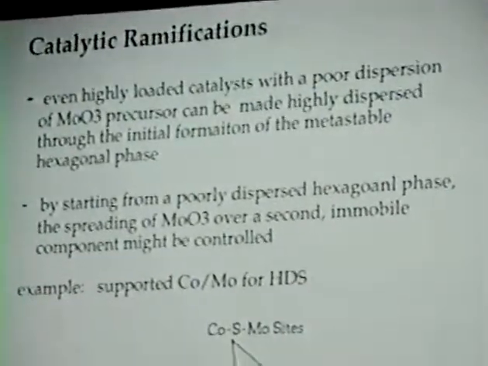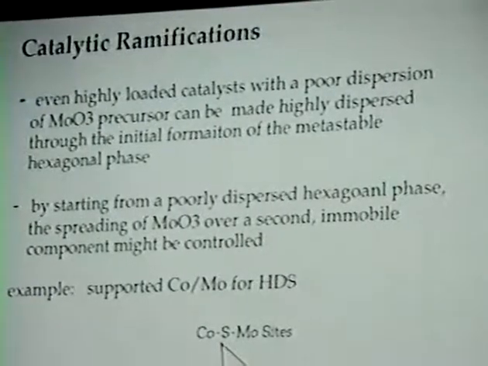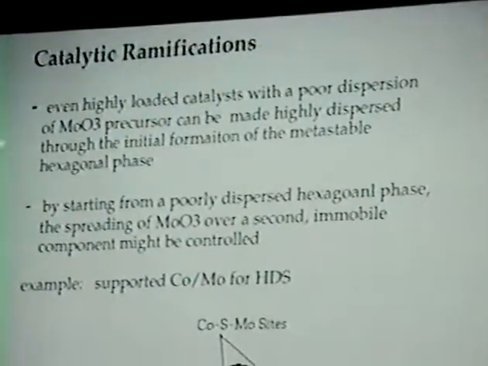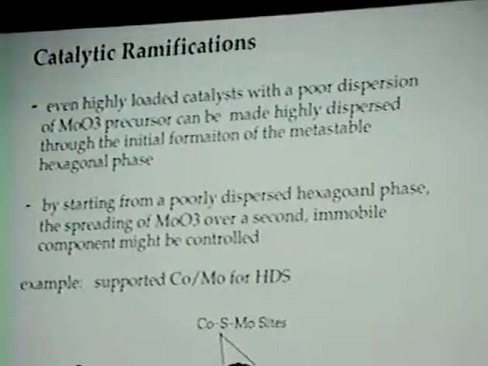So the catalytic ramifications, I think, are this. We've discovered this low temperature pathway to control the morphology of molybdenum trioxide on silica. Even highly loaded catalysts with poor dispersion can be made highly dispersed. And I'll also mention that we have come up with a new morphology of molybdenum trioxide. We have gotten an amorphous form that is multi-layered. Previous to this, I think you could only have a monolayer type of molybdenum trioxide or a bulk. A monolayer amorphous type and then a bulk.